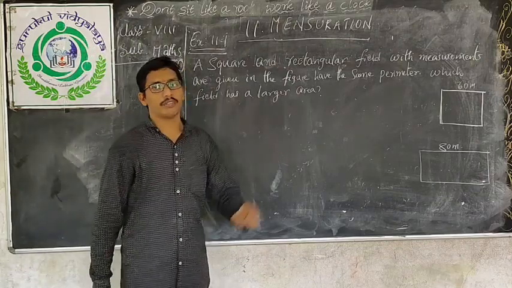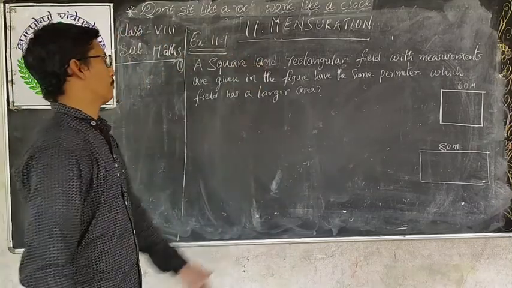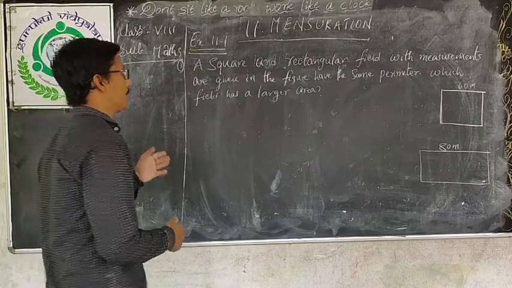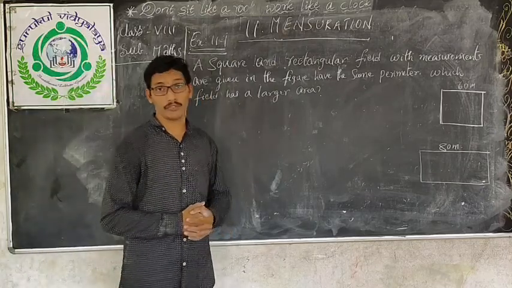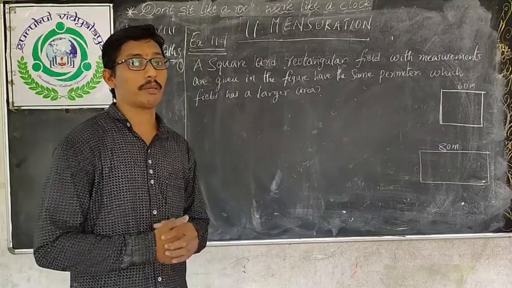Okay, first problem. A square and a rectangular field with measurements given in the figure have the same perimeter. Which field has a larger area? Children, see this very carefully. While you are reading the question, you have to understand each and every point.